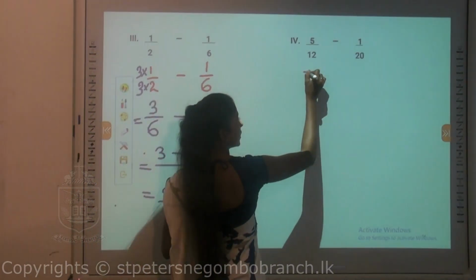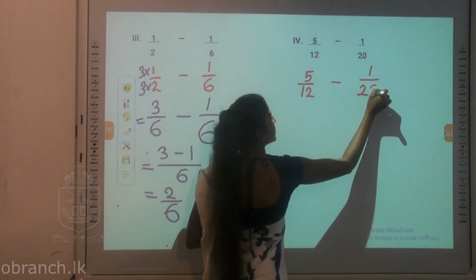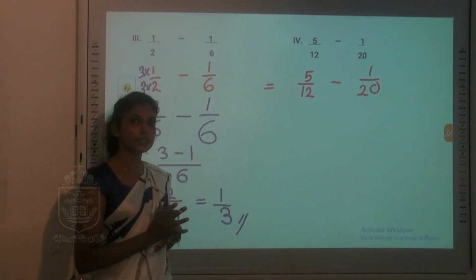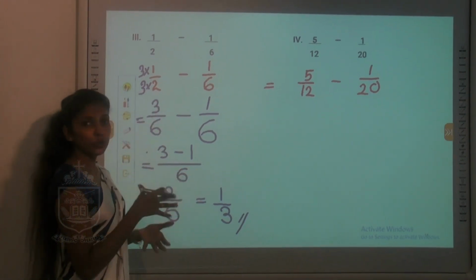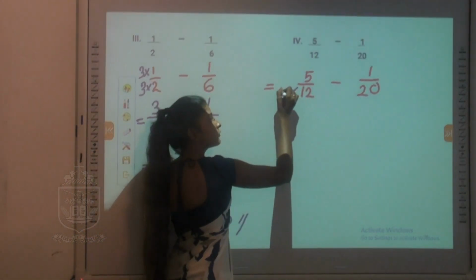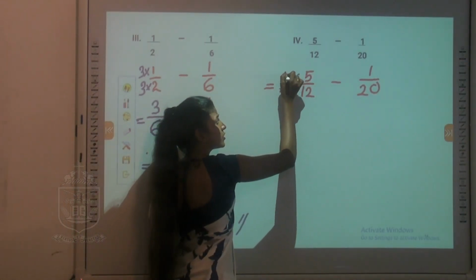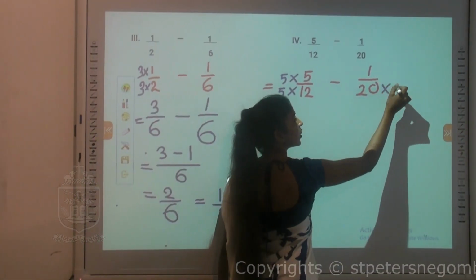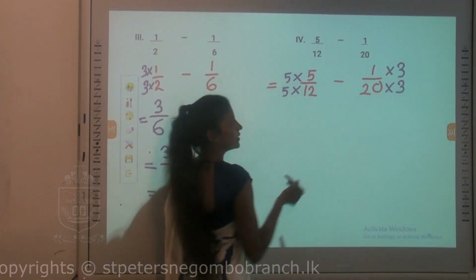So I'm going to take 5 over 12 minus 1 over 20. Now I'm going to make the denominator into 60. Now you have to decide by which number you are going to multiply both the fractions. 12 multiplied by 5 will give you 60, and here the numerator should also be multiplied by the same number. 20 should be multiplied by 3 in order to make it 60, and this numerator should also be multiplied by the same number.